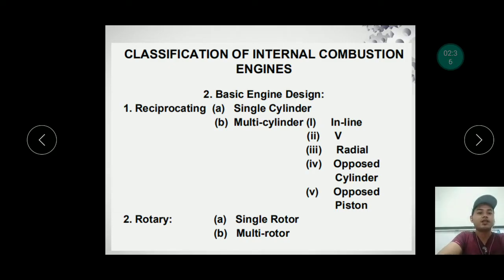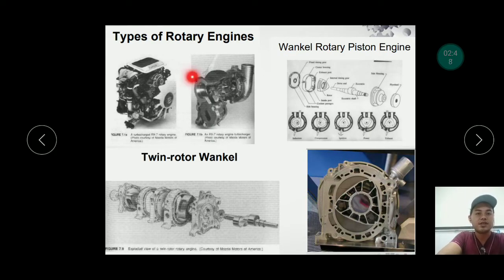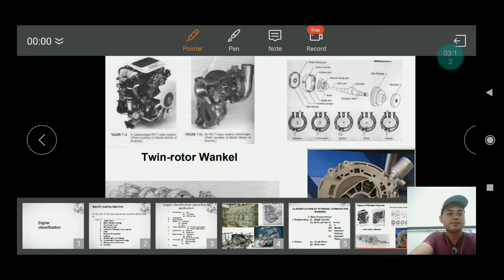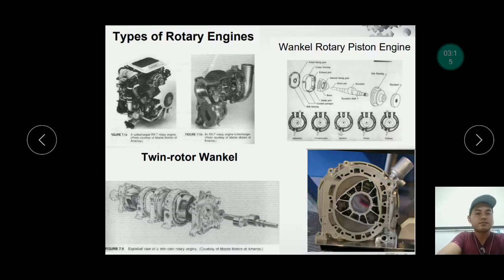Okay, classification of internal combustion engines, basic engine design. There are different designs for our engines. Here we have a twin rotor Wankel, a rotary piston engine. As you can see here, it's like a triangle and it's rotating, thereby creating compression, exhaust, and combustion inside the combustion chamber. So these are types of rotary engines.